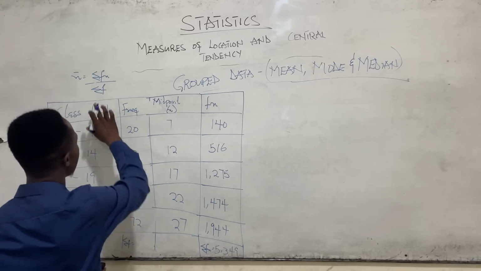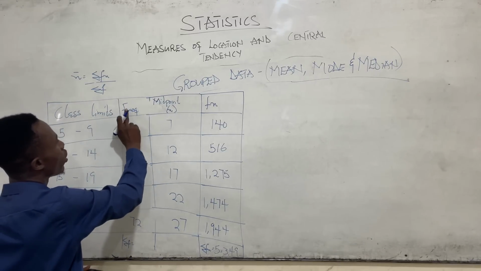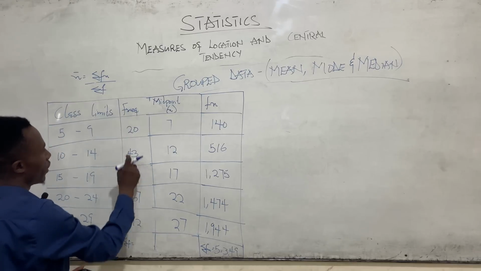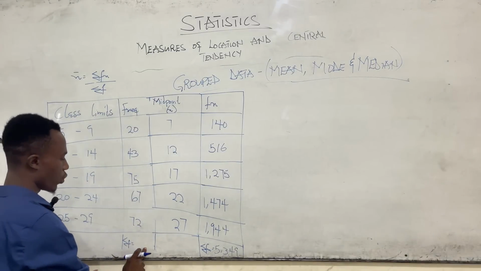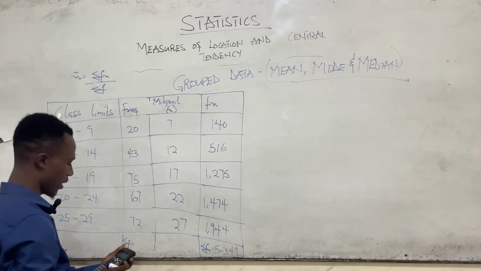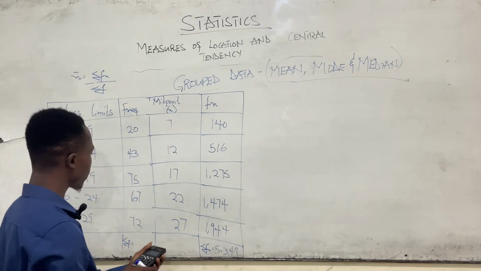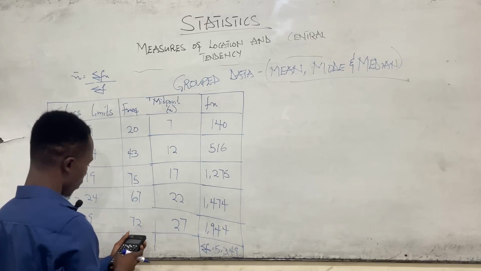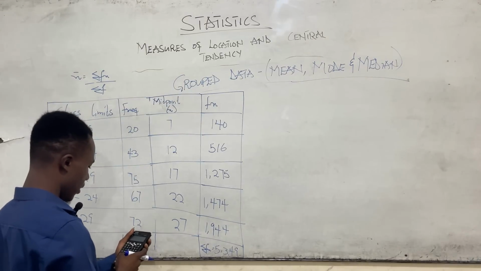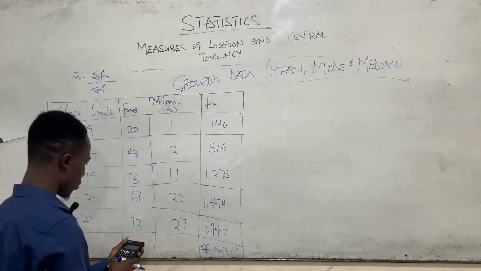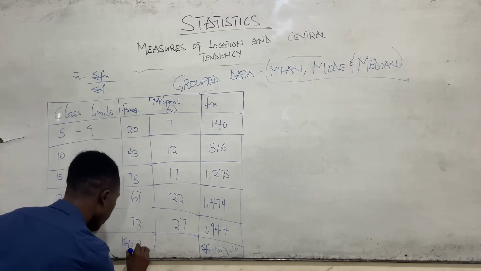The second part is what? Sigma f. That is what? Summation of the f. Frequency is the f. So the summation of f is here, but we don't have the number. So let's add everything here. We have 20 plus 43 plus 75 plus 67 plus 72. So we have 277.